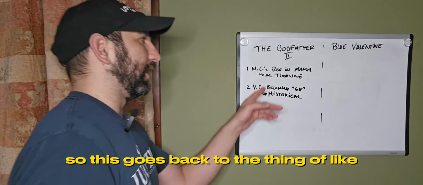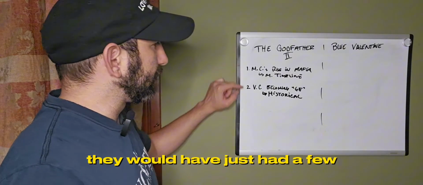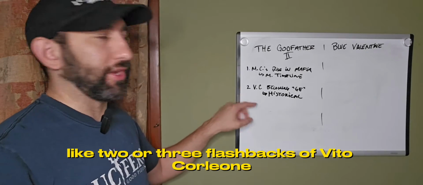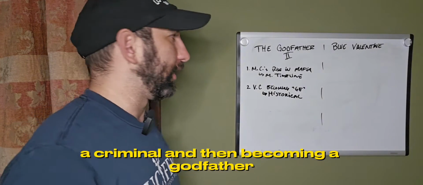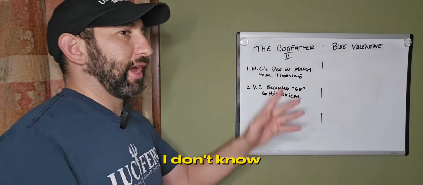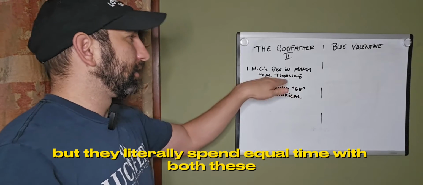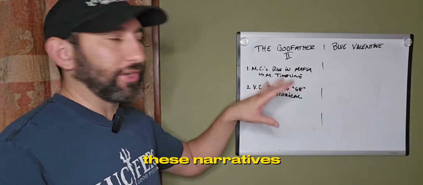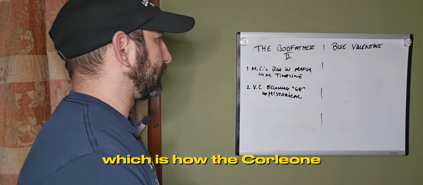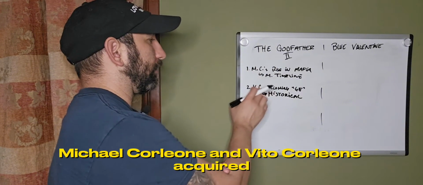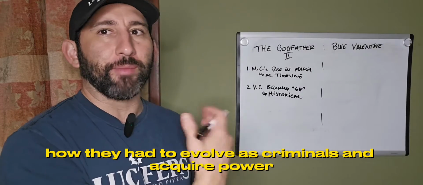So this goes back to the thing that in a lesser, more crafty screenplay, they would have just had 2 or 3 flashbacks of Vito Corleone slowly becoming a criminal and then becoming a Godfather, just to kill time, or just like, oh, look, he's becoming like his father. But they literally spend equal time with both these narratives. They're their own narratives, okay? And they focus generally on the same plot, which is how Michael Corleone and Vito Corleone had to evolve as criminals and acquire power.